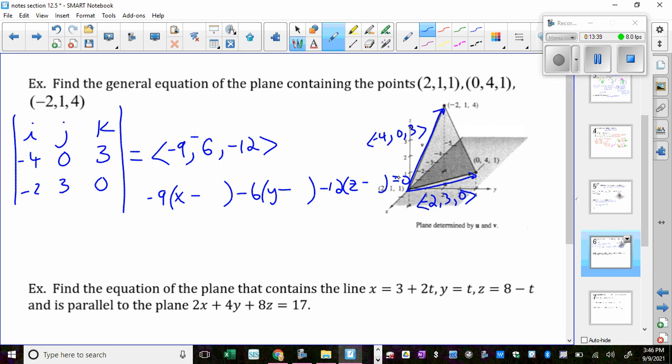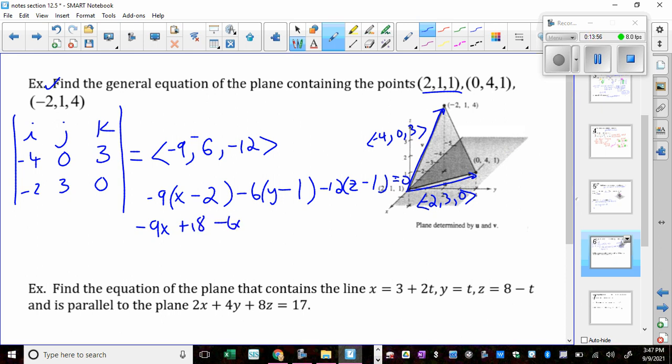Okay, so let's put in our point. We can use any old point we want. So how about 2, 1, 1? So let's put a 2 in here, a 1 in here, and a 1 in there. And if it's ever negative, then it would change it to a plus. Like if I had used this point right here, it would have turned into x plus 2. All right, so let's work this out.